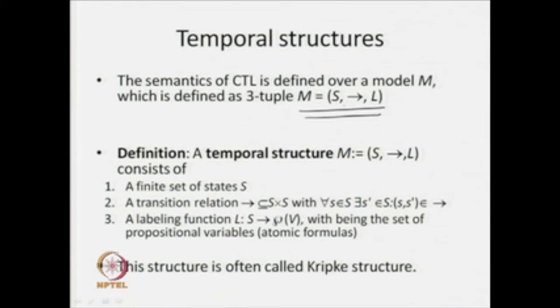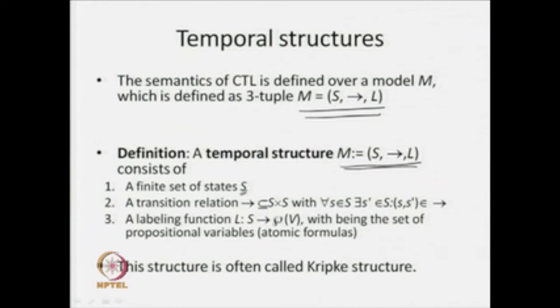Now, what are the three components? Just see the formal definition of this particular temporal structure. We said that a temporal structure M is a 3-tuple, where we have 3 components S, arrow and L, where S is a set of finite states. That means we have states, and these states are finite. So, we have a finite number of states in our set, and we represent it by S.